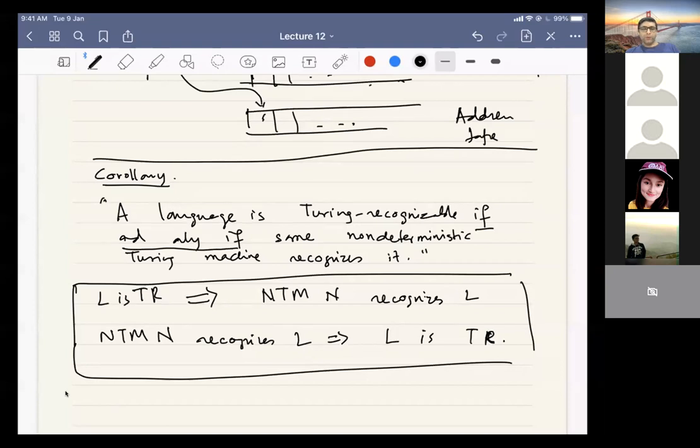Okay. Can you prove it? Can anyone try to prove it? Sir, for the first part, we will have to take a string which is in L, and then we'll have to show that if it belongs to L, then it should be accepted by an NTM. Okay. For the first part, yes, I guess.